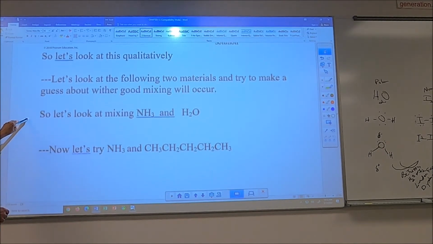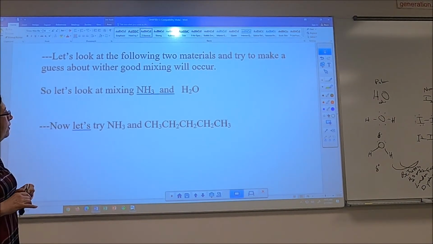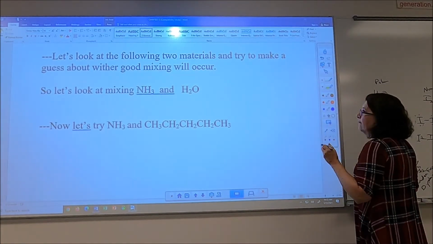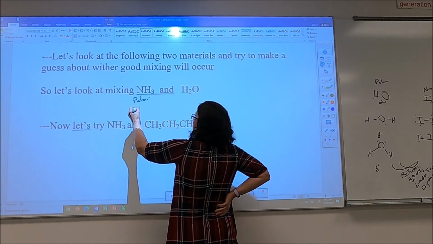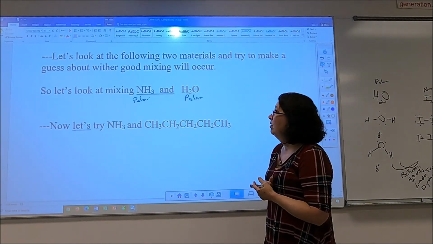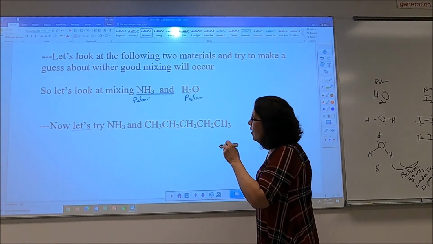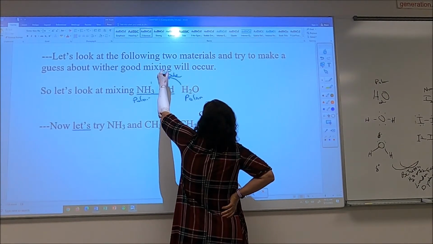So we can look at it qualitatively, and we've kind of already done this, but let's run through it and see how you can do it. So if I have ammonia and water and I want to think about them mixing, ammonia is polar. Water is polar. So that's good right off the bat. They're both polar molecules. So between them, I know I can see dipole-dipole.